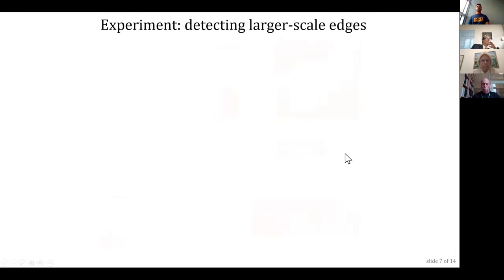Now back to camouflage detection. All right, so now we're going to talk about an experiment about detecting larger scale edges. So far we have used an edge, or a gradient, along the boundary of the target. When you're computing the gradient of a function, you can either compute it at a very fine scale or at a coarser or larger scale. So far we have been using the gradient computed at a very fine scale. Now the question is, is that all that the humans are using for detection?